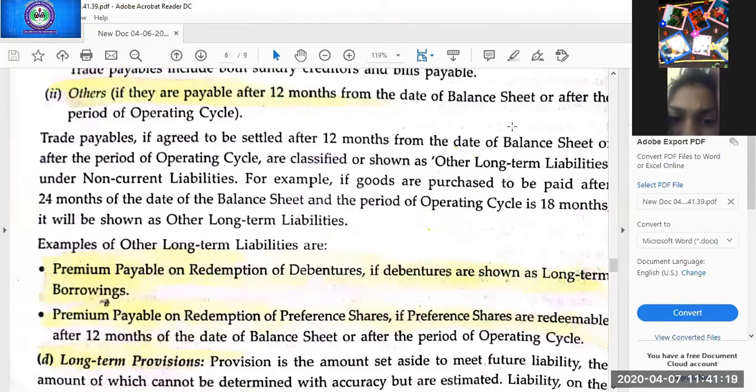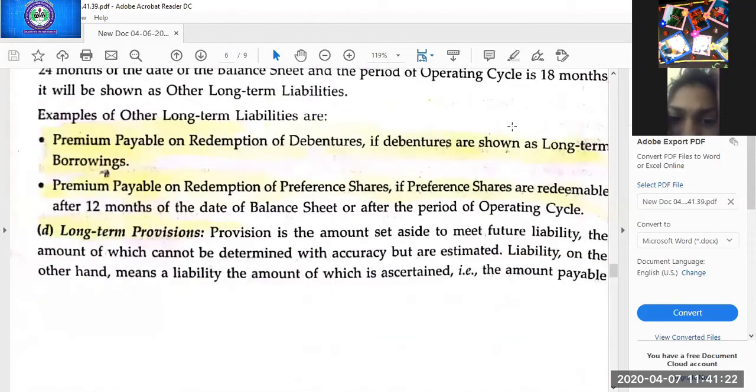The next example, write down premium payable on redemption of debentures. Redemption means repaying the debentures. A debenture is a type of loan which we have taken from the debenture holders. So on its expiry or maturity period, we have to repay it. Premium means we have to pay more, something extra. Suppose we have issued the debentures for 10,000 and when we repay it, we will be repaying 12,000. It means 20% premium. That premium is part of other long-term liability. Premium payable on redemption of debentures.